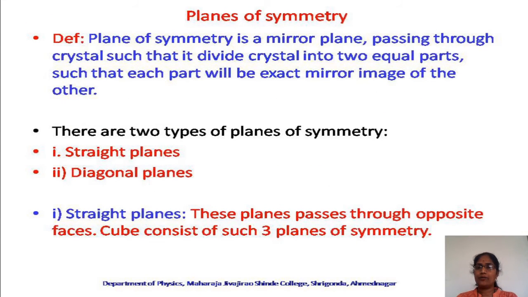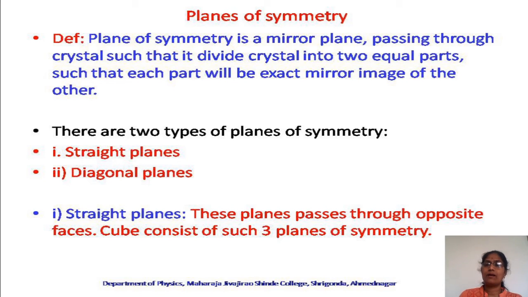Then last is plane of symmetry. What is plane of symmetry? Plane of symmetry is a mirror plane which is passing through the crystal such that it will divide the crystal into 2 equal parts, and each part will be the mirror image of the other. So, if we consider the planes of symmetry present in a crystal, we will distinguish them into 2 types, that is straight planes and diagonal planes. Straight planes are the planes which are passing through opposite faces, and diagonal planes are passing through body diagonal.